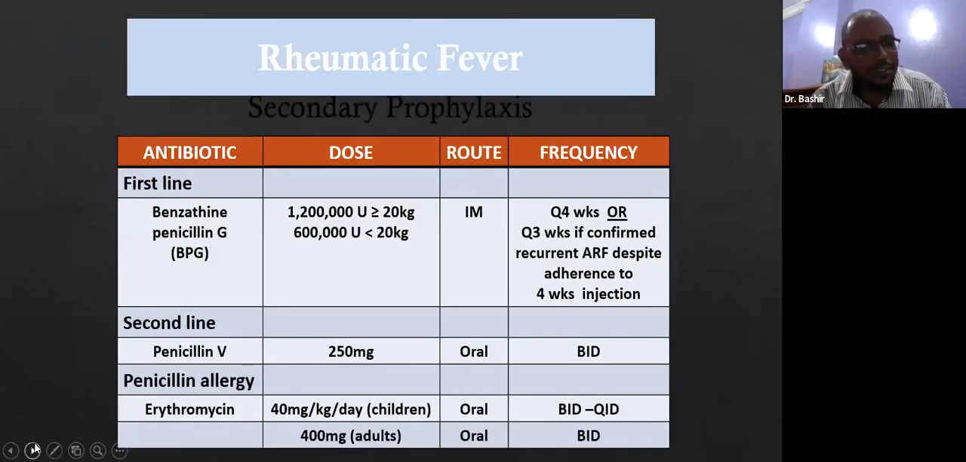Secondary prophylaxis, this is very important. Benzathine penicillin can also be used as primary prophylaxis. According to the age, it is given intramuscularly every 4 weeks, or every 3 weeks if confirmed recurrent acute rheumatic fever. Second line, if the child is not tolerating benzathine, you can give penicillin V. If allergic to penicillin, you can give erythromycin.